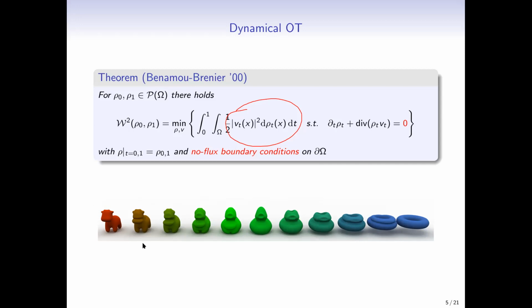So this is a classical example that I stole from Gabriel Peyré. This is called from a cow to a duck to a tortoise, right? So you model shapes by mass distributions, probability measures, and then you do this kind of dynamical interpolation between the shapes. So this is what it allows you to do.